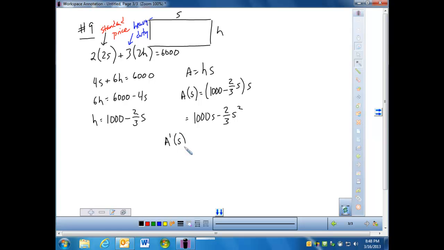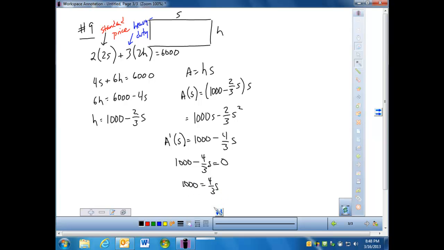First derivative of that is 1,000 minus 4/3 s. I'm going to solve that right now for s. That will give me my critical value in this problem. You'll see that in this problem you only have one critical value. That critical value ends up being 750.